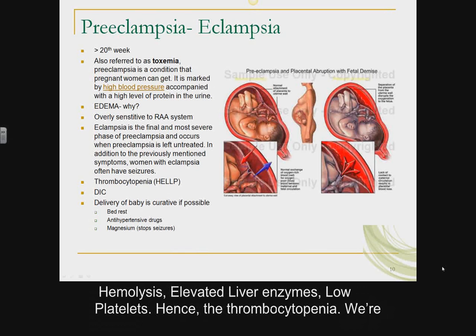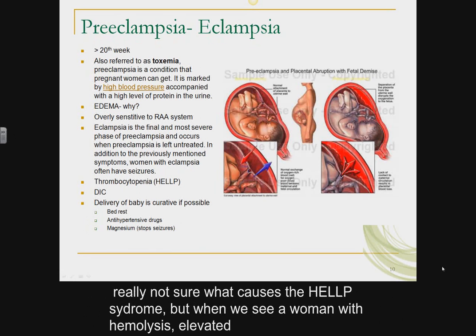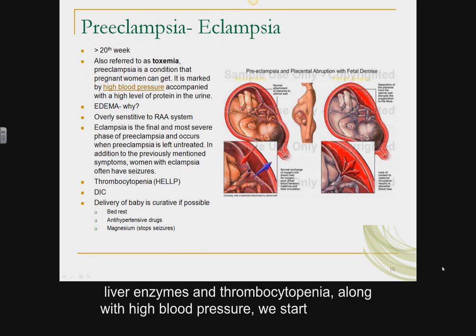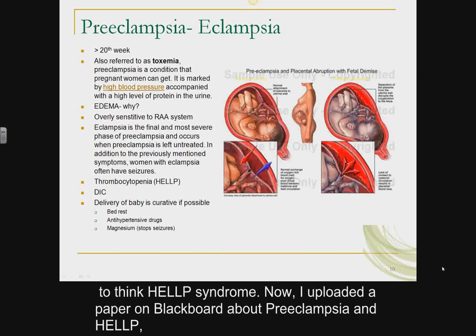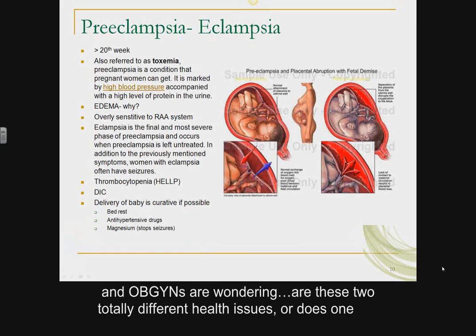We see thrombocytopenia in HELLP syndrome. HELLP, by the way, stands for hemolysis, elevated liver enzymes, low platelets, hence the thrombocytopenia. Now, we're really not sure what causes HELLP syndrome, but when we see a woman with hemolysis, elevated liver enzymes, and thrombocytopenia, along with high blood pressure, we start to think HELLP syndrome. There's a paper I can upload on Blackboard about preeclampsia and HELLP, and I will do that.